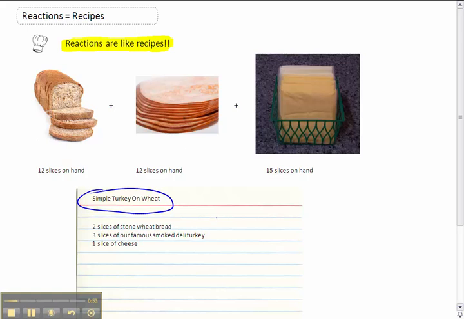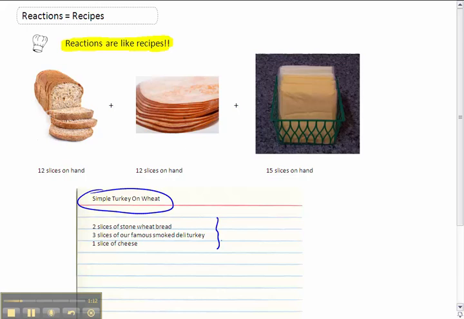And the recipe says, oh, here we go. We need 2 slices of stone wheat bread. We need 3 slices of our famous smoked deli turkey, which we either make or buy, whatever. And we need 1 slice of cheese on there. Of course, people can then go and put whatever condiment they want on there. That's fine. But that's what we put on the sandwich to begin with.